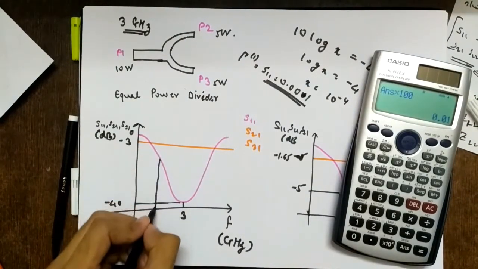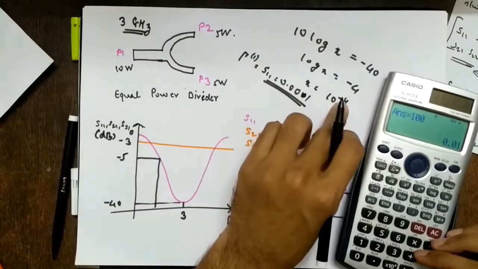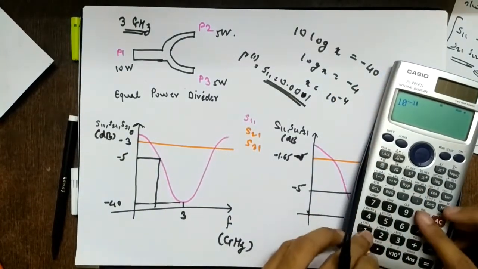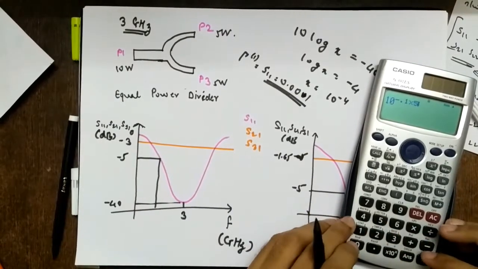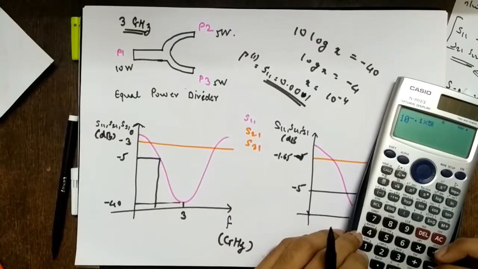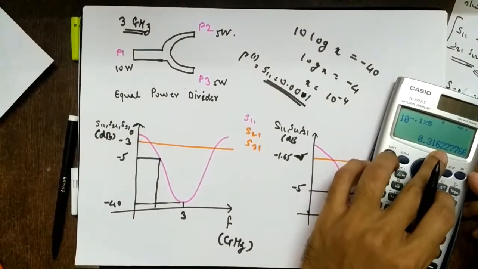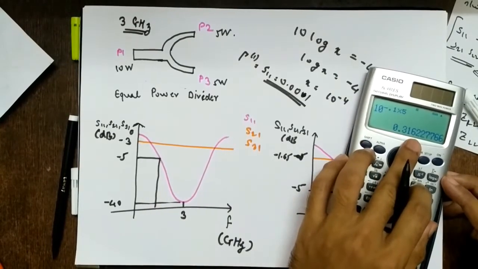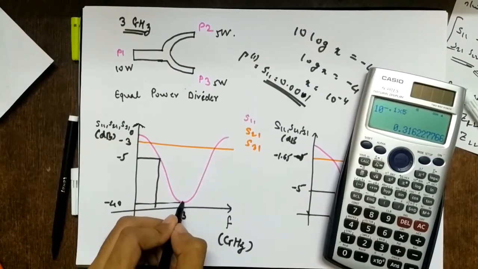And let's say here it is minus 5. So how will you do it? It is 10 raised to minus 0.1 into 5. So how much is it? 31.6, right? So 31.6% of the power is reflected, and the rest is transmitted. So it is designed for 3 gigahertz, and here we are getting almost 100% transmission, right?